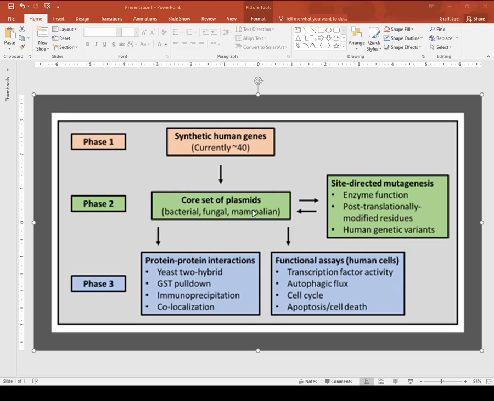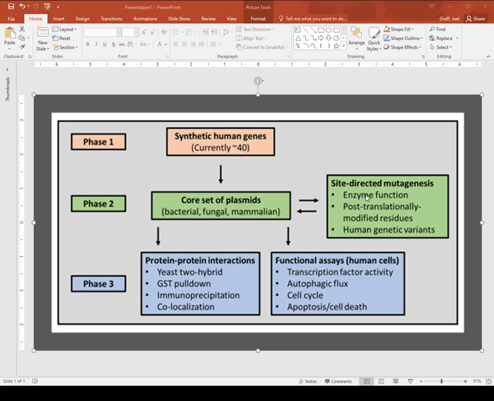Once a gene is in a plasmid, we can start thinking about doing some site-directed mutagenesis, which was not talked about in the long version of my research summary in the separate video. But in this case, we can go in and change the DNA sequence of the gene that we're studying so that perhaps it loses its enzymatic function.